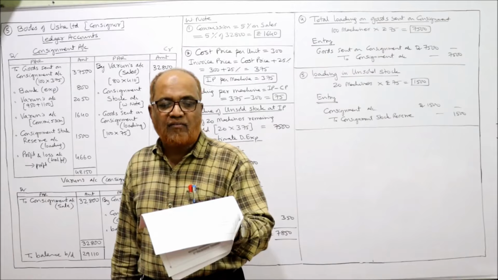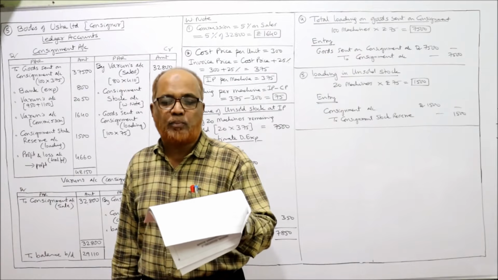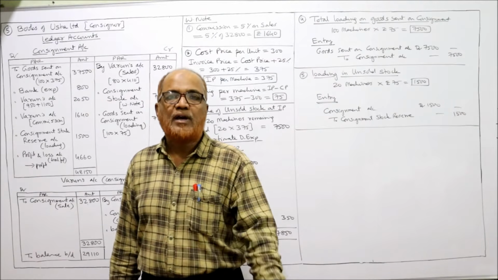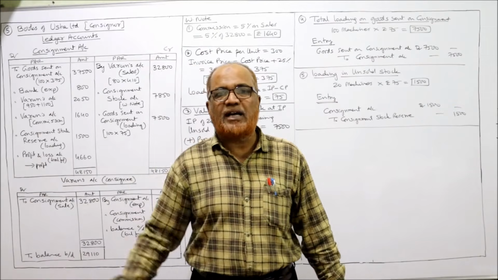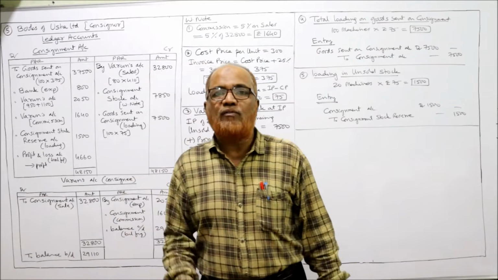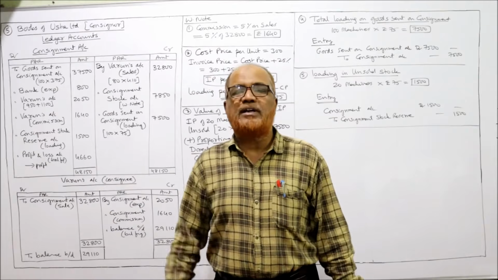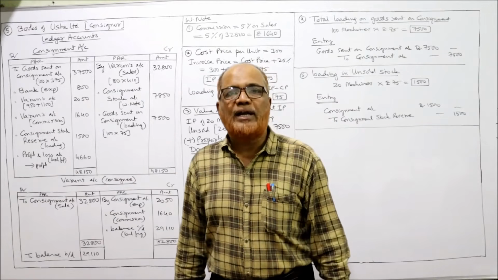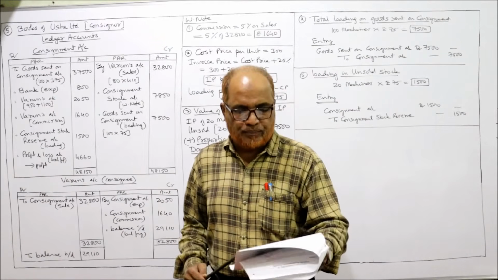And by the end of the year, Varun sold 80 machines at rupees 410 per machine. Actually, the number of machines sent by the consignor is 100. Out of 100, 80 machines are sold by the consignee. So the remaining 20 machines are unsold stock.